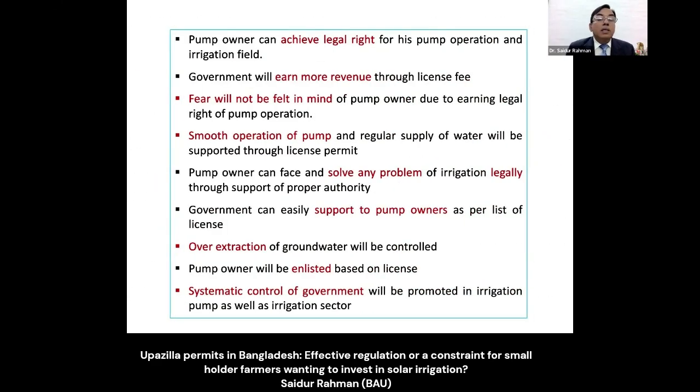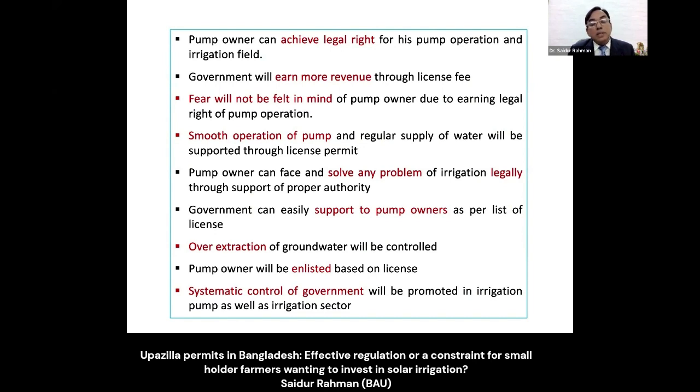Yes, I will. A pump owner can achieve legal right for the pump operation and irrigation field. Government will earn more revenue because they are getting a very small amount of fee. Fear will not be felt in mind that we are using a pump and getting water and somebody will come and charge. A smooth operation of the pump can happen, any problem can be solved legally if there is one, and government can easily support the pump owners.